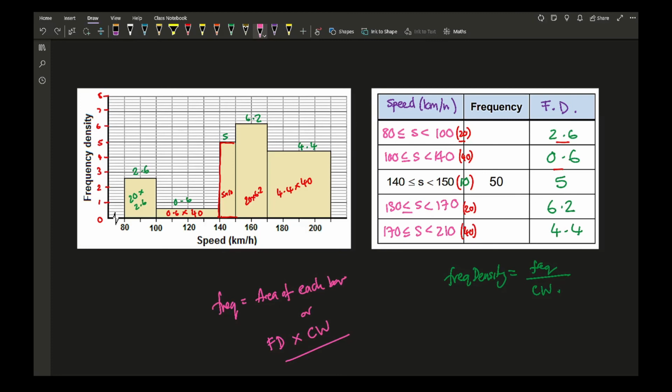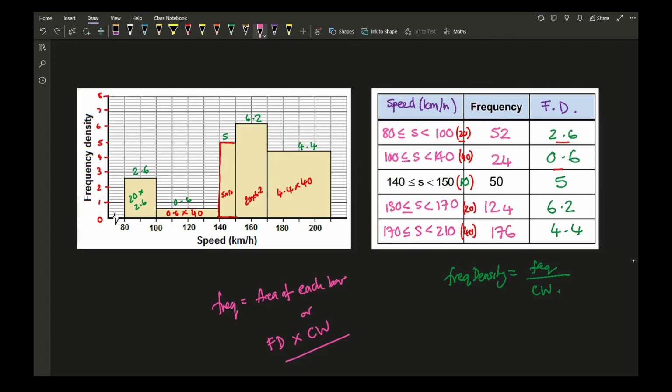If your graph is a little bit sketchy, or the photocopying is not great, or you can't really see the lines on the scale, then definitely opt for working with the class width times the frequency density, because that will make life just that little bit easier. So in terms of filling in the numbers, we get 52 for the first one, we get 24, we get 124. Oh, I don't know why I wrote 125. Let's get rid of that. 124, and then finally 4.4 times 40 gives me 176.